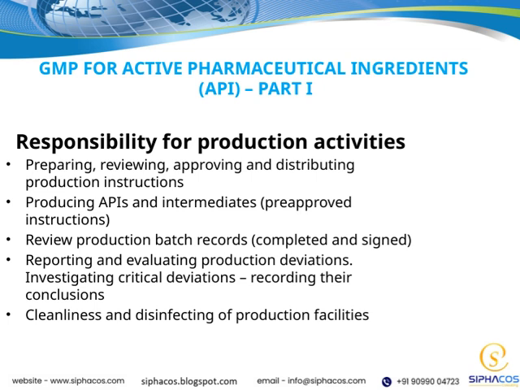Lastly, maintaining cleanliness and disinfecting the production facilities is vital. Clean environments reduce contamination risks and support the overall quality of the APIs. All these points tie into the broader theme of GMP for active pharmaceutical ingredients, emphasizing how careful oversight and adherence to procedures are fundamental to producing safe, effective medicines.